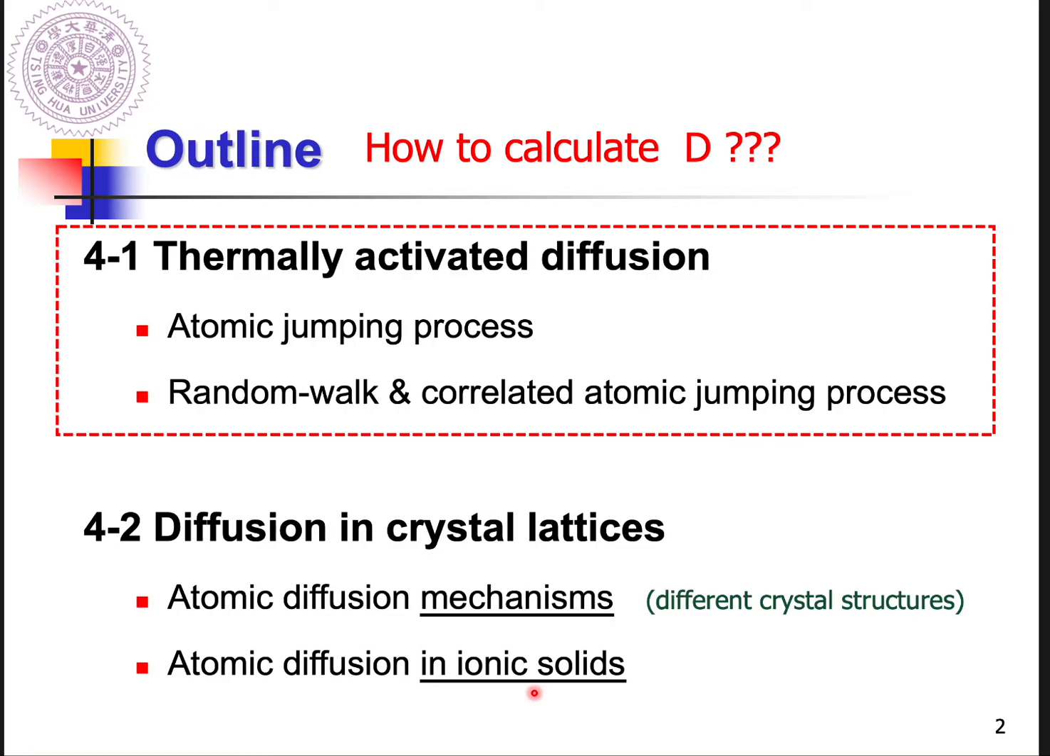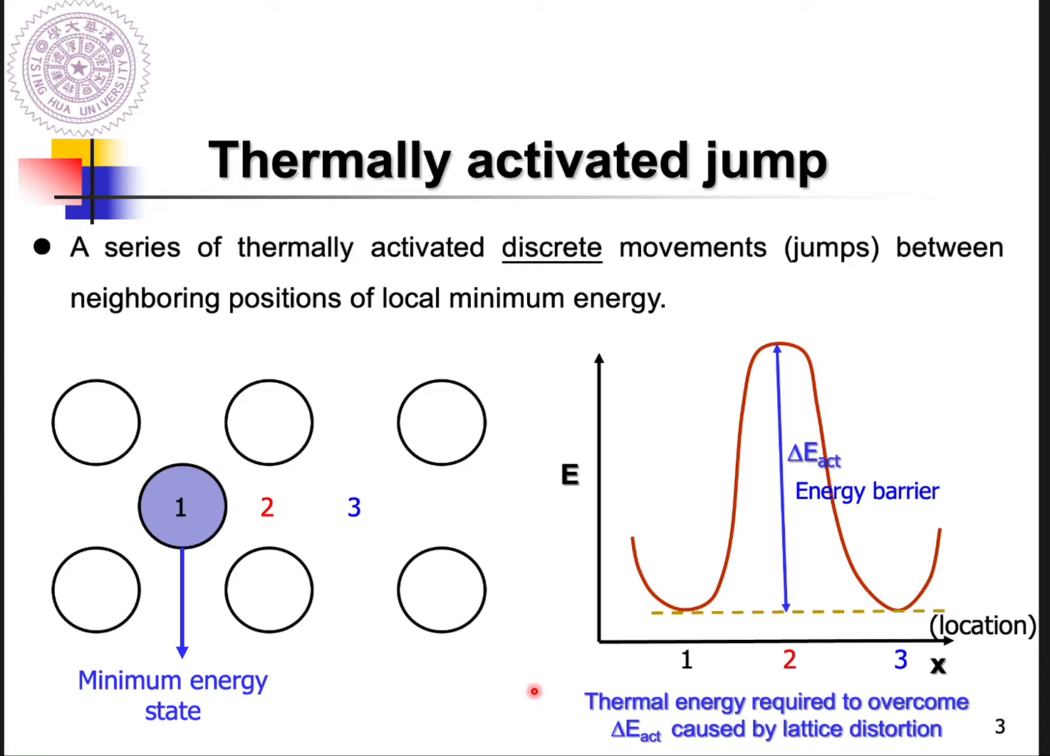And don't forget, in these lectures, we are going to try to correlate the diffusivity with the atomic jumping process. Diffusivity is what you can measure on the macro scale, and you can observe this phenomenon on the macro scale, right? So how do we correlate the diffusivity with the atomic jumping process on the micro scale? First of all, we need to know what a thermally activated jump is.